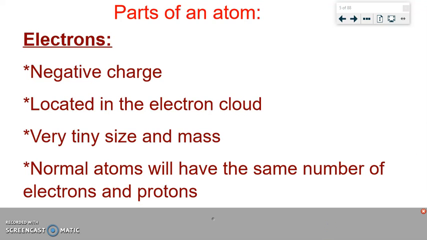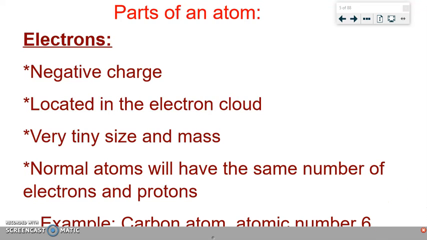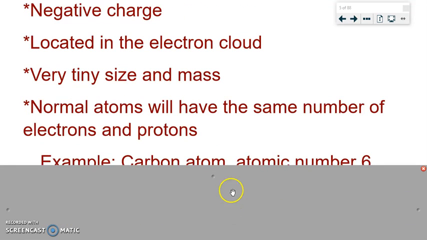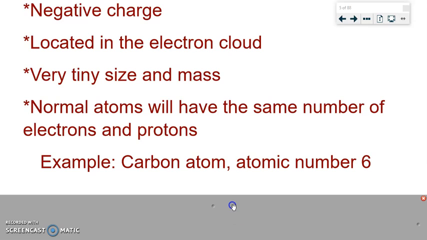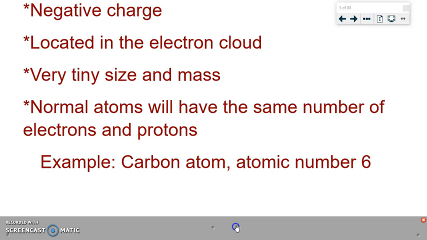And a normal atom will always have the same number of electrons and protons as each other. So for example, a carbon atom has an atomic number of 6. That means that a carbon atom is going to have 6 protons and 6 electrons. Okay, so the atomic number is going to be the same as the protons and the electrons in a normal atom.